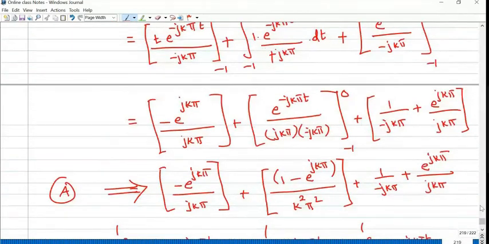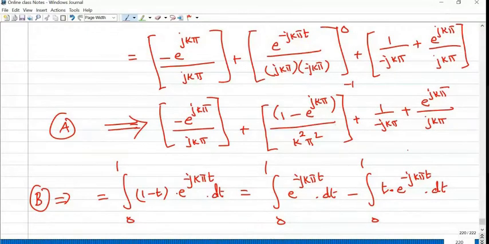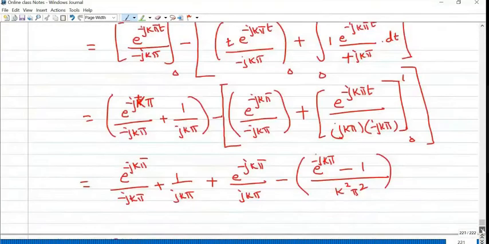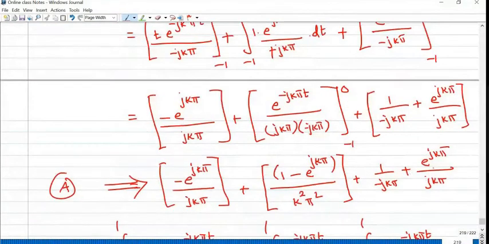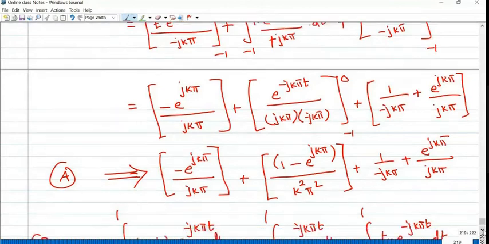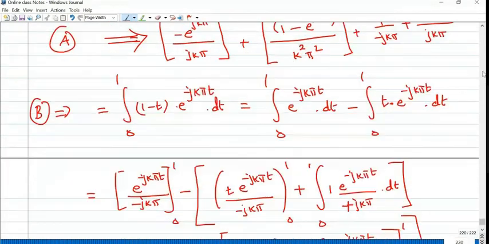So A value: 1 divided by minus jk pi first. Right? Plus e power jk pi divided by jk pi. So the last two terms I have written first. Right. Next.